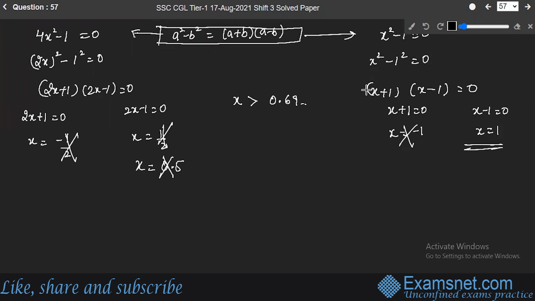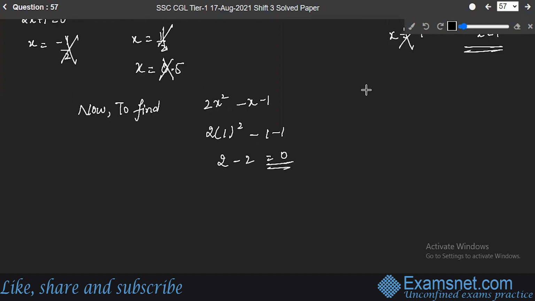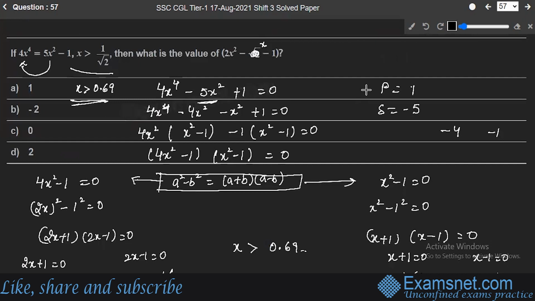Right? Now you have to find what you had to find. It was 2x square minus x minus 1. Let's fill in the values. So 2 into 1 square minus 1, which gives you 2 minus 2, which is equal to 0. So the required answer is 0. Option C is the correct answer to our question. Hope you are clear. Then let's move to the next question.